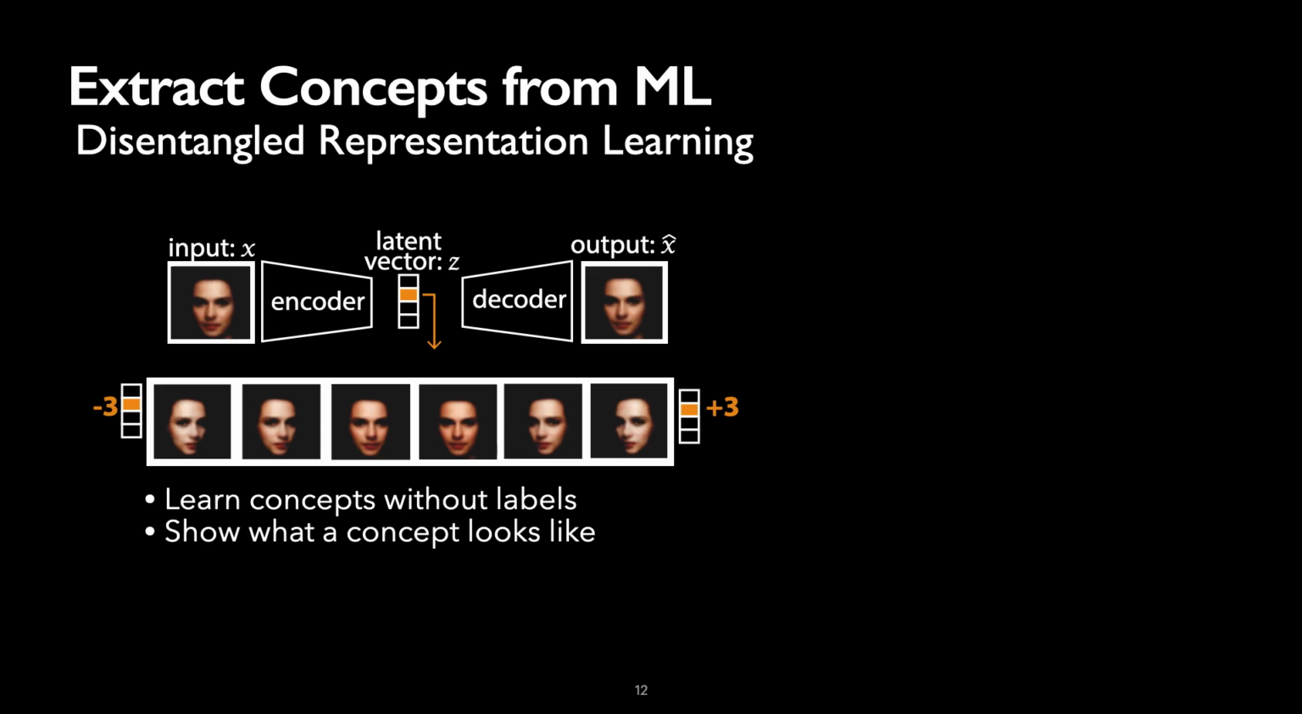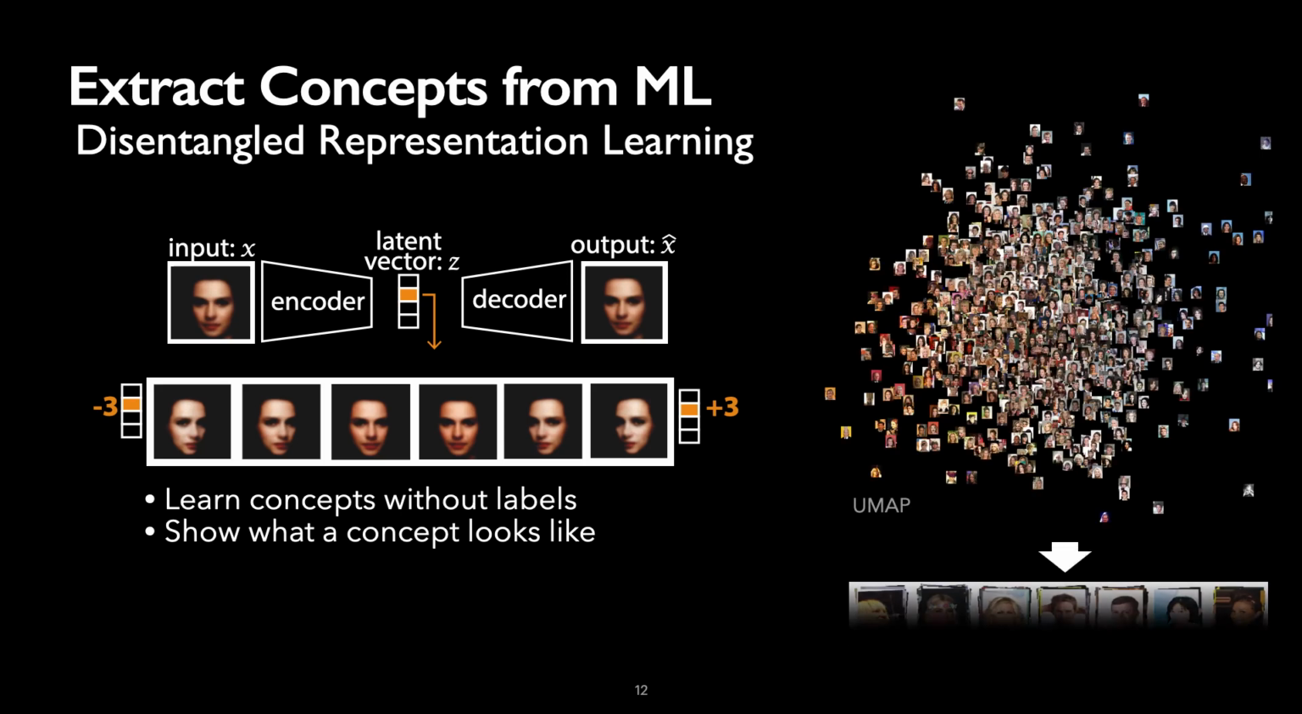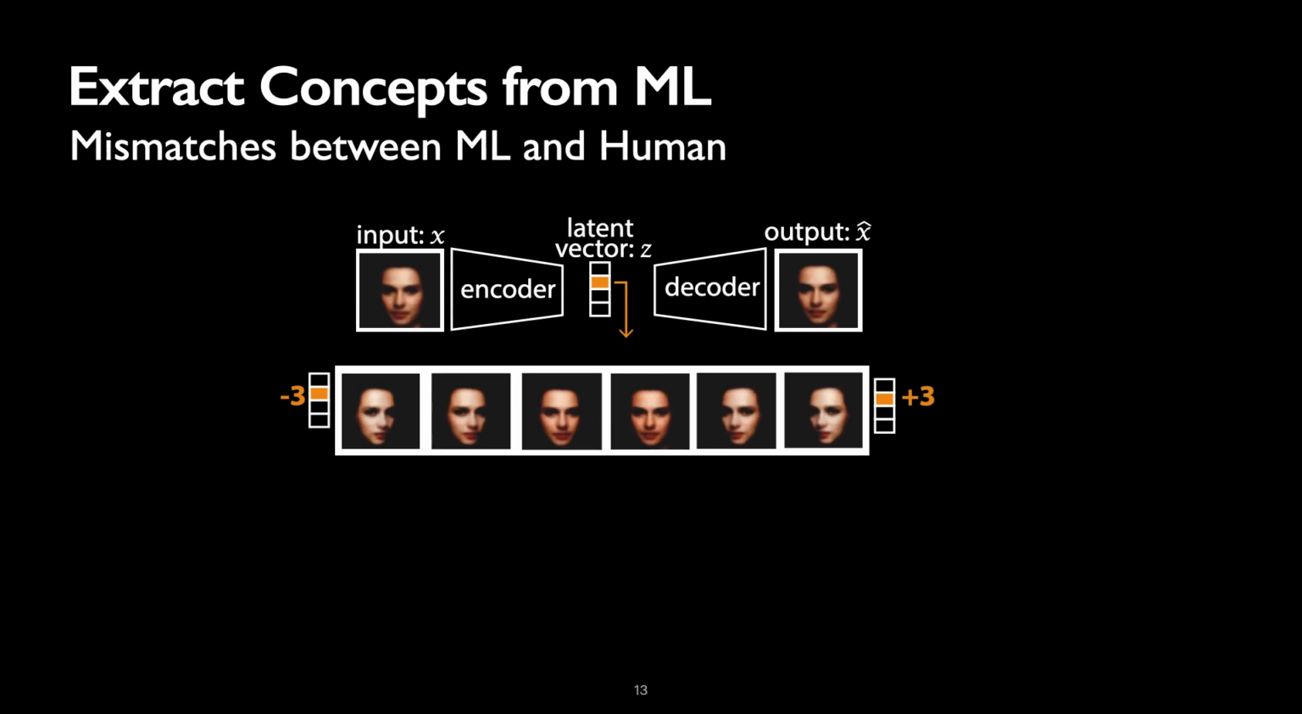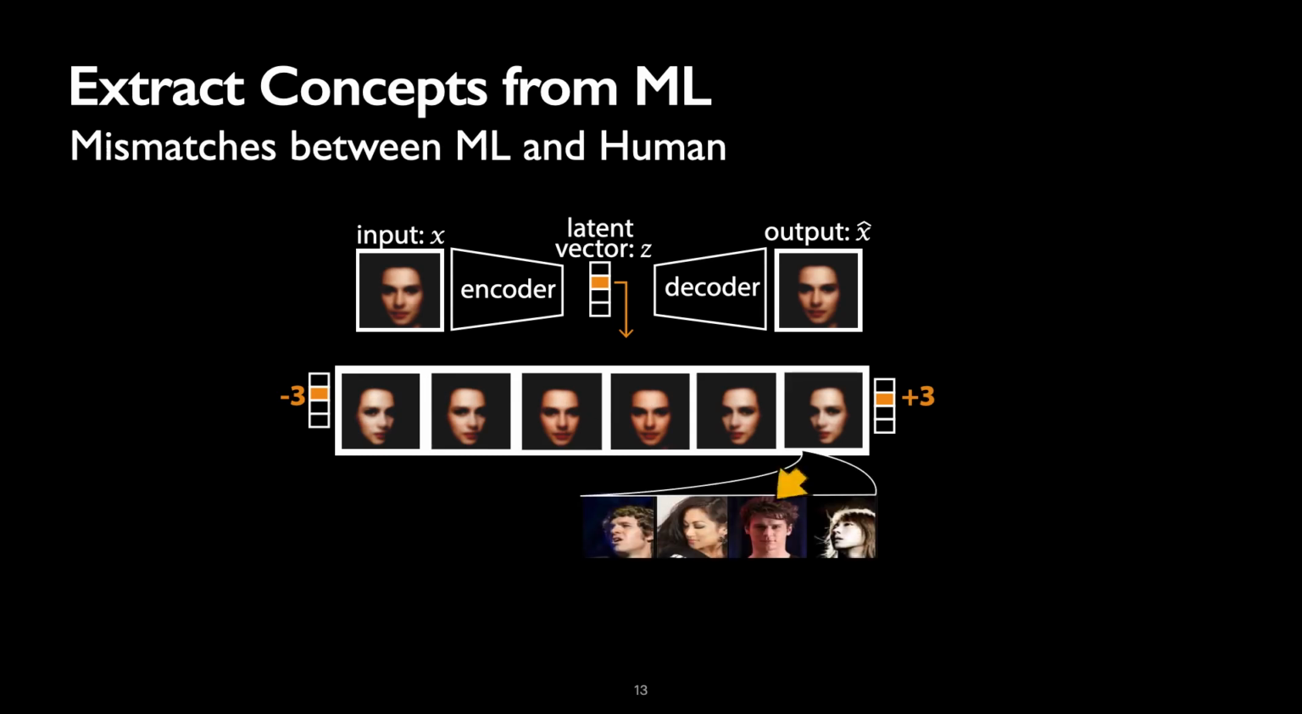Therefore, disentangled representation learning can learn concepts without labels and, more importantly, show users what a concept looks like. For example, the concept of human head angle, or the value of the second latent dimension, can be used to guide the visual exploration of human face images. Even though promising, those concepts cannot be directly applied due to the mismatch between humans and ML. For example, we can see here, the machine learning model confused the angle of the head with whether a part of the face is covered.